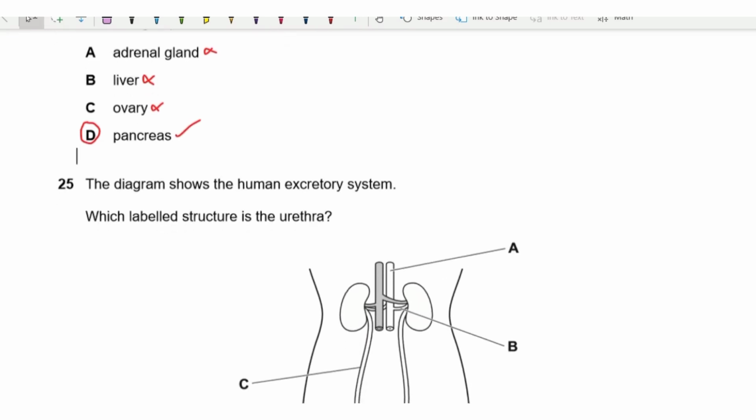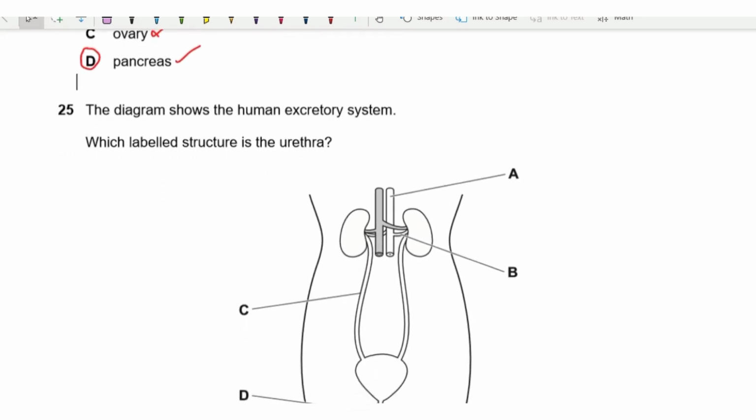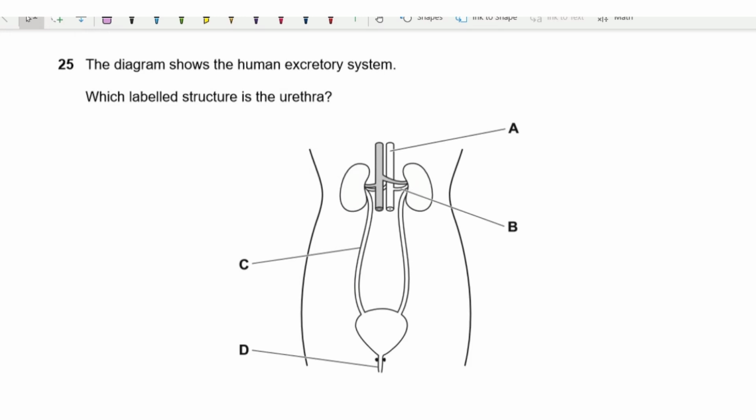Question 25 says, the diagram shows the human excretory system. Which labeled structure is the urethra? So here we quickly label the parts. Part A is the descending aorta. It comes from the aorta of the heart, and we simply say descending aorta.